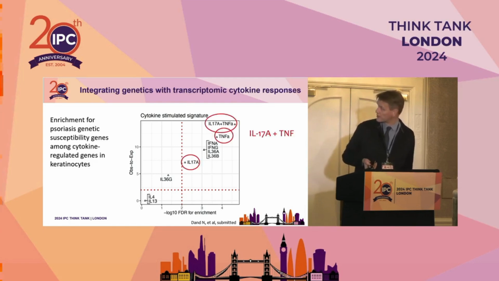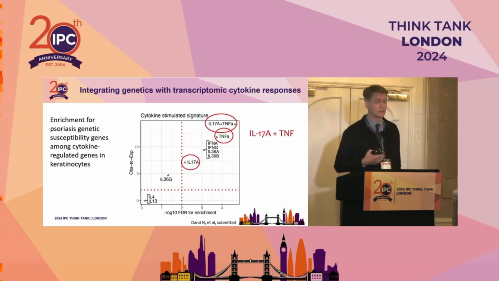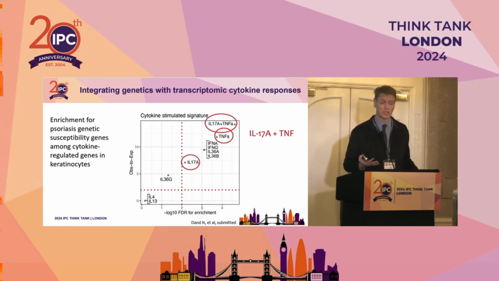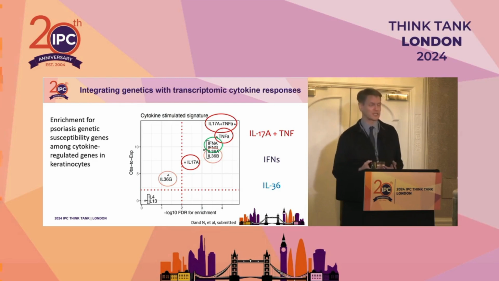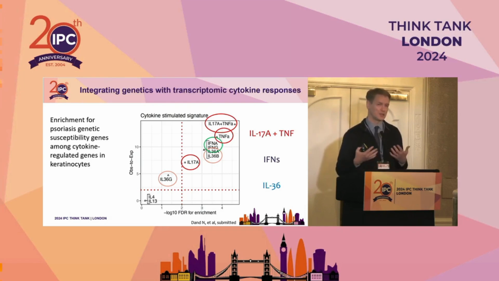You can really see that many of the genetic risk factors for psoriasis actually align with the same genes that are downstream of IL-17A and TNF. You also see quite a few genes that align with interferon responses and then IL-36. So in a way, you can define these three major, or four, cytokine axes as the mainstay, the critical key cytokine pathways in psoriasis.